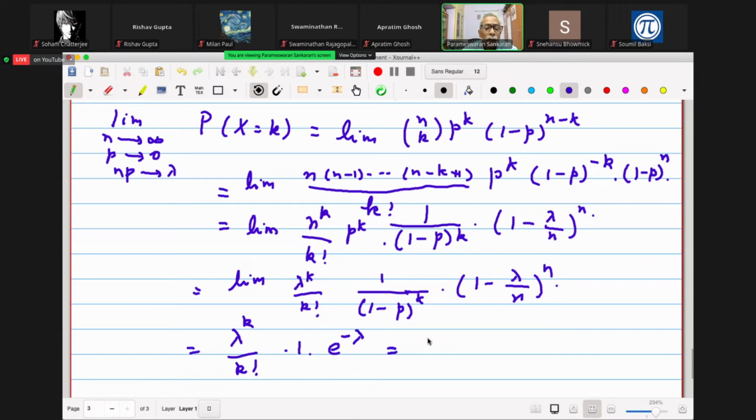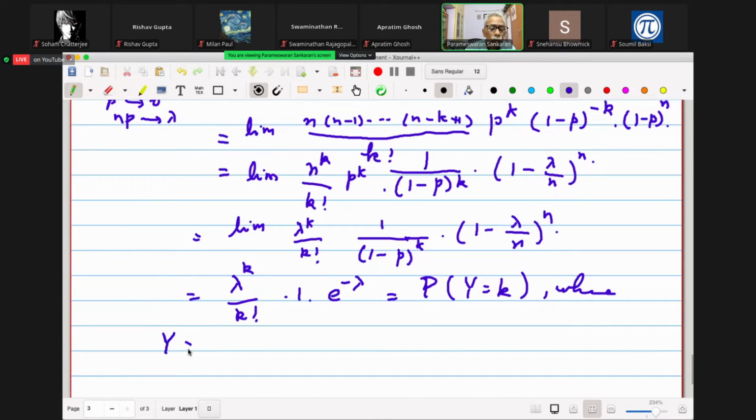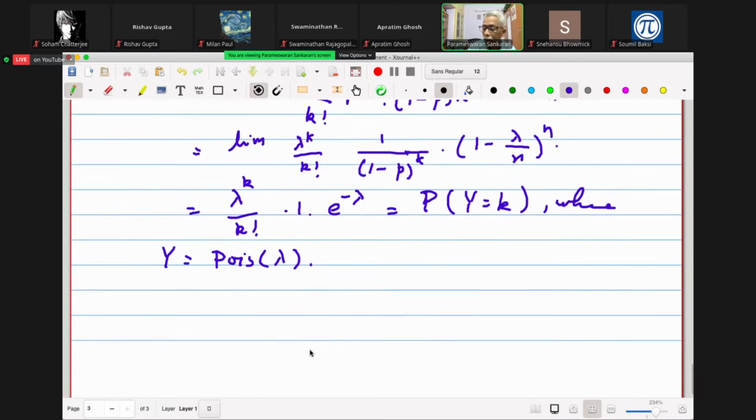And that's exactly P of Y equal to k, where Y is a Poisson variable with parameter lambda. This is it. Okay. Yeah, there are many more things to talk about, but how much more time? Let's not waste time.